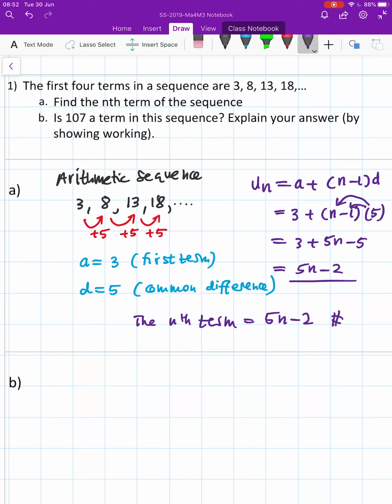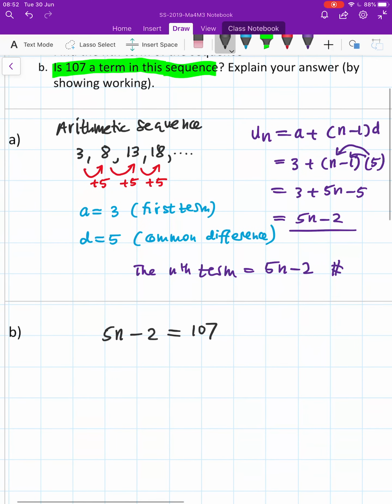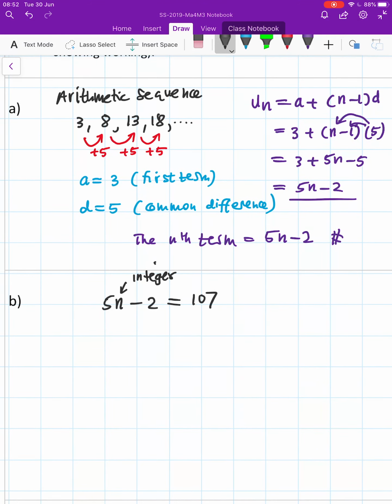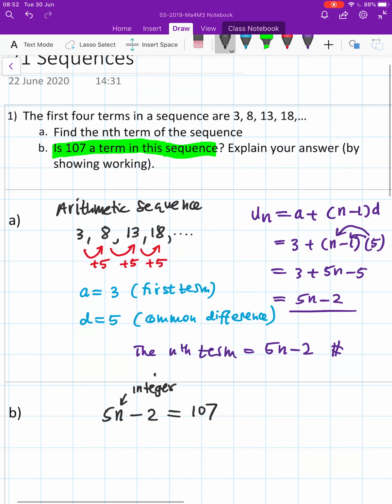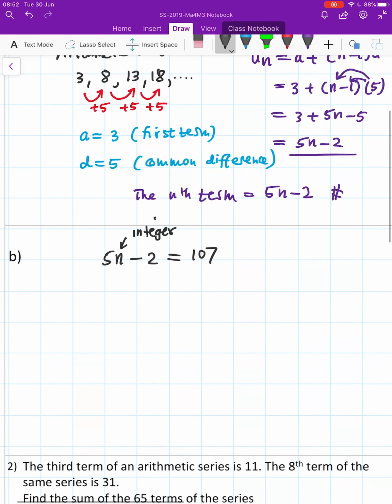Part B, so the question says, is 107 a term in the sequence? Explain your answer by showing working. So if 107 is a term, 5n take away 2 must be equal to 107. And n, in this case, has to be an integer. It has to be a whole number. So basically, you're trying to solve this to see whether you can get a nice value for n. And if n is a nice whole number, then 107 is a term in the sequence.